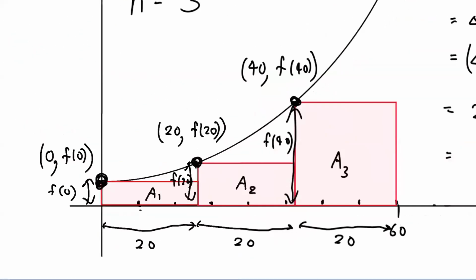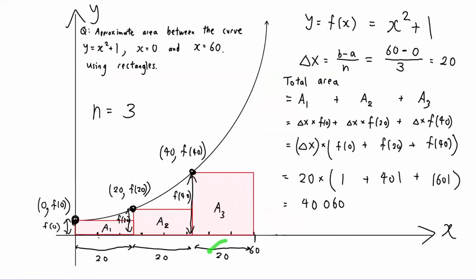So how did I get 20? What's the formula to get 20? It's this formula over here. Delta x equals b minus a over n. Big number minus small number, divided by number of rectangles. You get 20. Is this clear? So 20 plus 20 plus 20, or 20 times 3, will give you your 60.